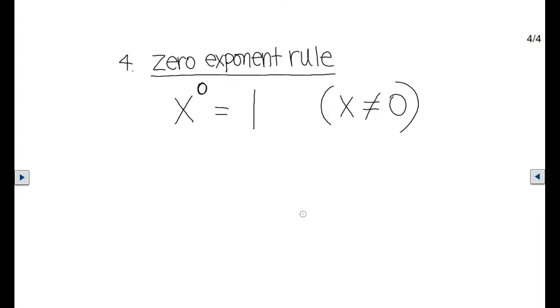And if you want to try this on your calculator, try doing 2 raised to the 0 power and 27 to the 0 power, and what you'll see is the answer does indeed always come out to be 1. And then finally, the last rule that we'll talk about is the negative exponent rule.